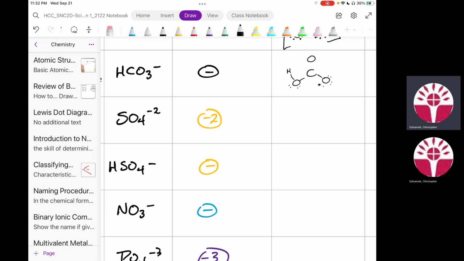Okay, I'm just going to highlight that one so it stands out as the one that's causing the negative charge on this particle. And this is one particle, even though it's made of 1 hydrogen, 3 oxygens, and 1 carbon. And it has an overall charge of negative.